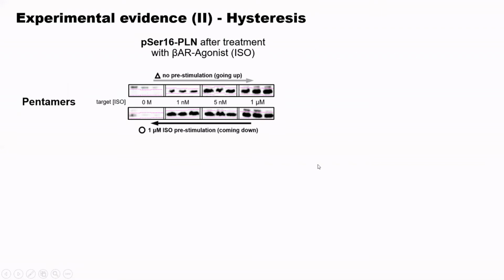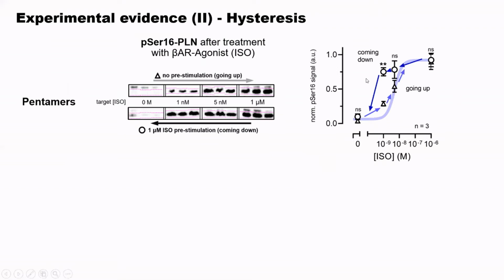And when I quantified the data, I saw a very nice hysteresis loop. So the arrows here indicate the direction in which the cells were stimulated. So when you go up, you follow these arrows here. And when you go down from the highest phosphorylation state, you go the other way around. And then you can see that at a concentration which is slightly below the EC50 of the dose response, you can retain a higher steady state phosphorylation for pentamers, which is a direct confirmation of this bistability, which was predicted by the model.